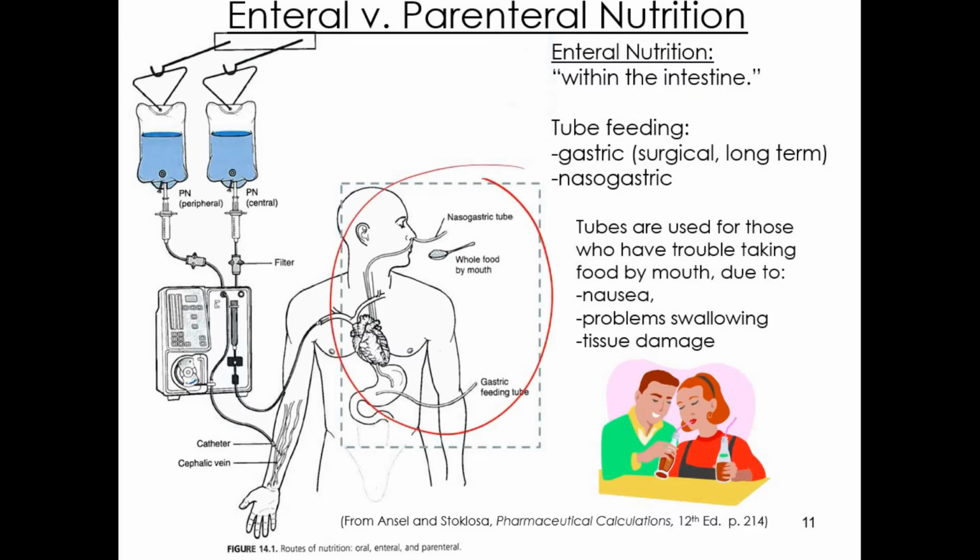The two bags on the left show how in parenteral nutrition, nutrients are delivered directly to the circulatory system, either through a peripheral line or through a central line.